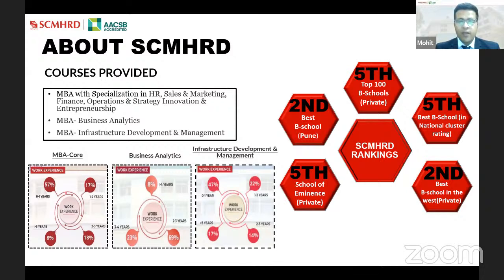Here are some of the rankings of SCMHRD according to different platforms. We are the 2nd best B school in Pune, 5th best B school, 5th best private B school, 5th school of eminence private, and 2nd best B school in the West region as well.